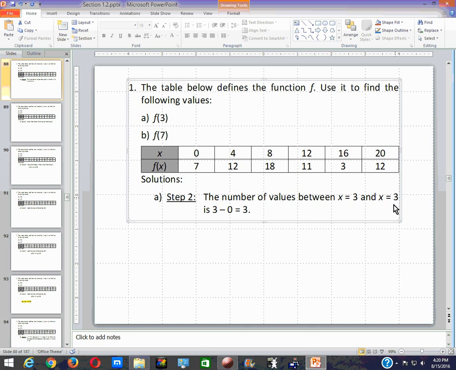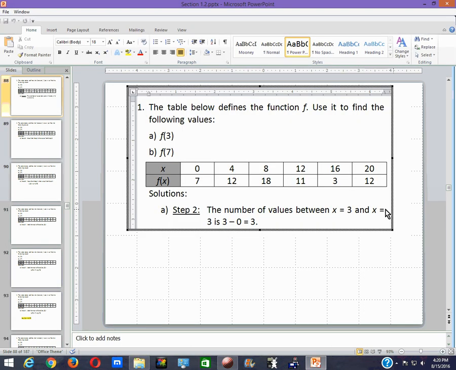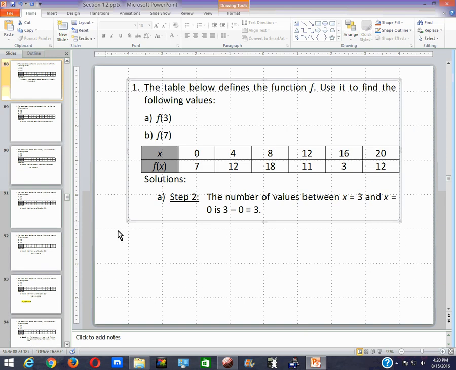If it'll let me fix it. Okay, I want to make that one a 0. Okay. So let's get back to what we were doing.